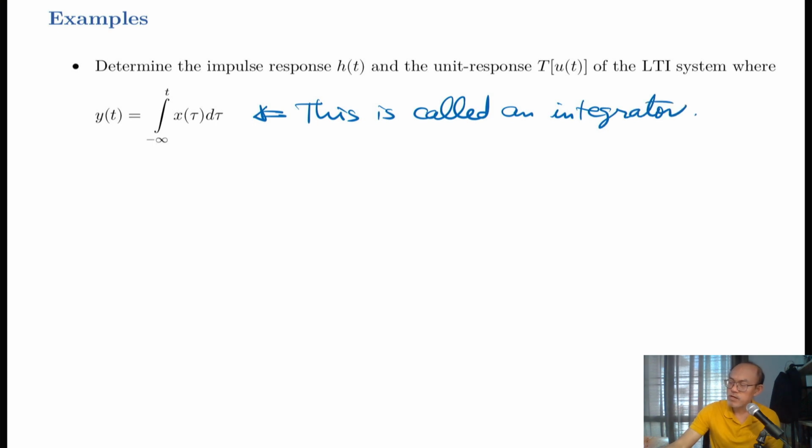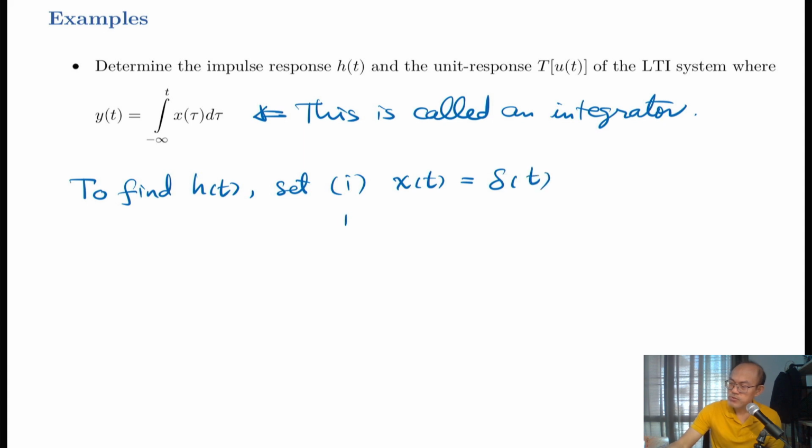Now, basically, we're going to find the impulse response from an integrator. To find h, the impulse response, we set x(t) equal to the unit impulse, with all initial states set to 0.